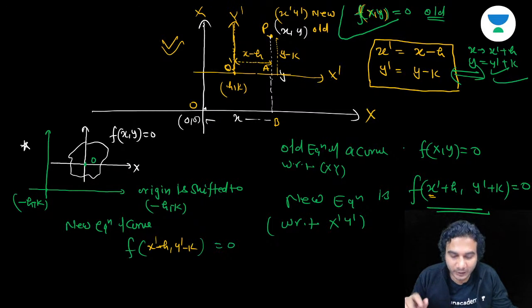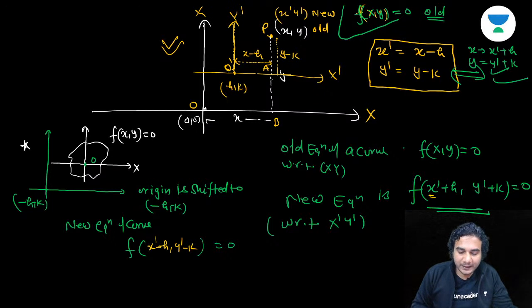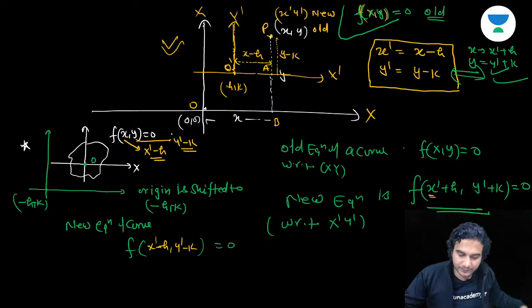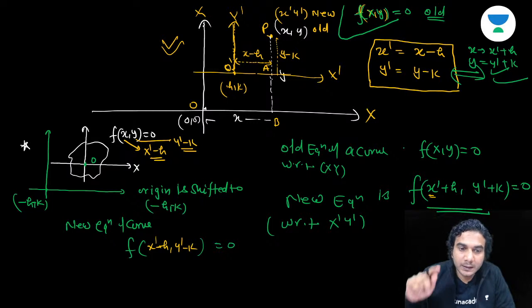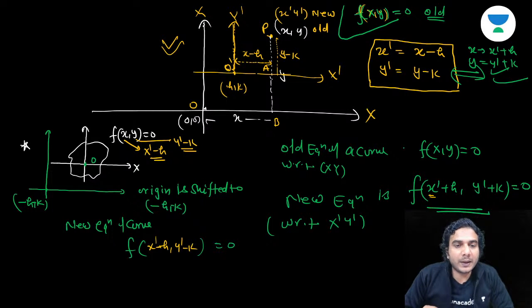Are you getting this point? You have written the same thing. x dash is equal to x plus h. That means x should be written as x dash minus h, because you need to replace this x by x dash minus h, and this y will be y dash minus k, right? You need to write the new equation in x dash y dash. Got it now? So this is where you are getting minus h and minus k.